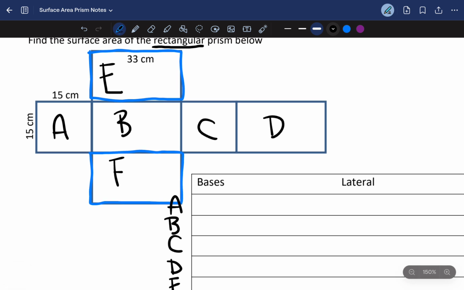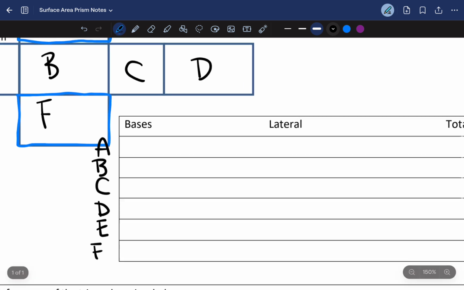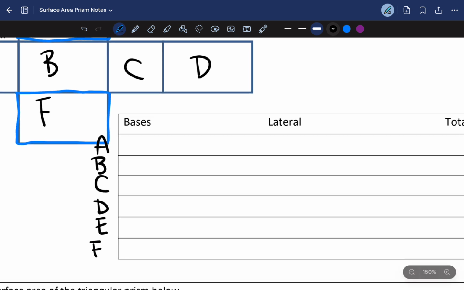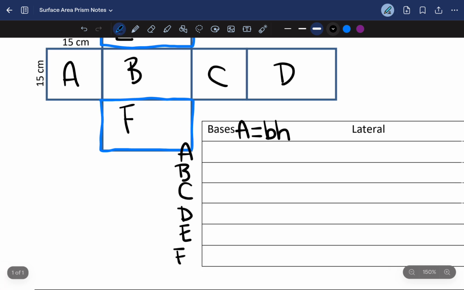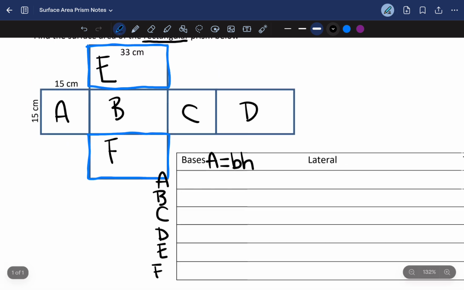So anyways, let's go back and look at this. To find the area of these shapes, it's a rectangle. Well, the area formula for a rectangle is simply base times height. So I'm just going to write it right here where it says bases, and I'm going to put BH. So I need to figure out what all my numbers are. Looking at A, that one's pretty straightforward. I see that I have a measurement of 15 and 15. So I'm just going to do 15 times 15. And that gives me 225.